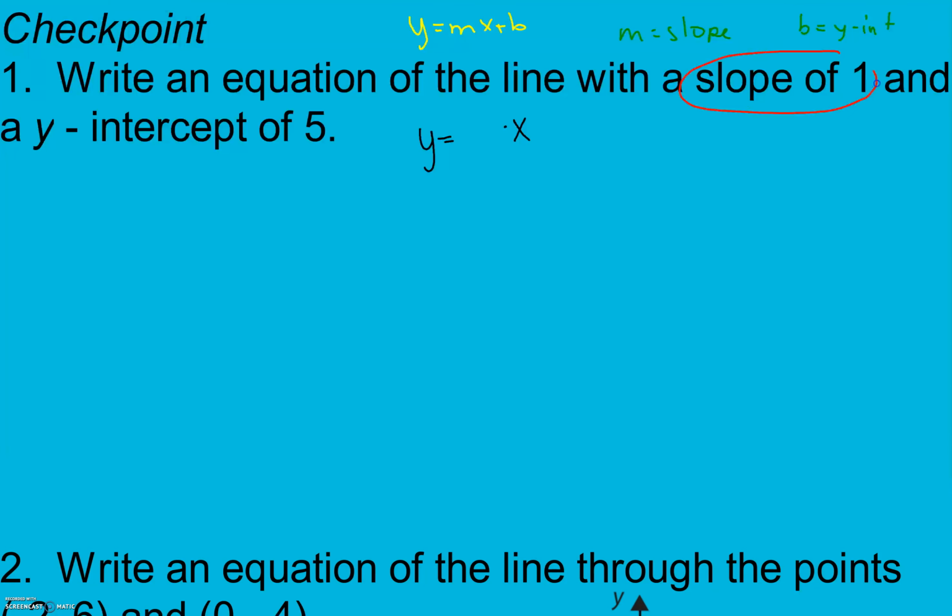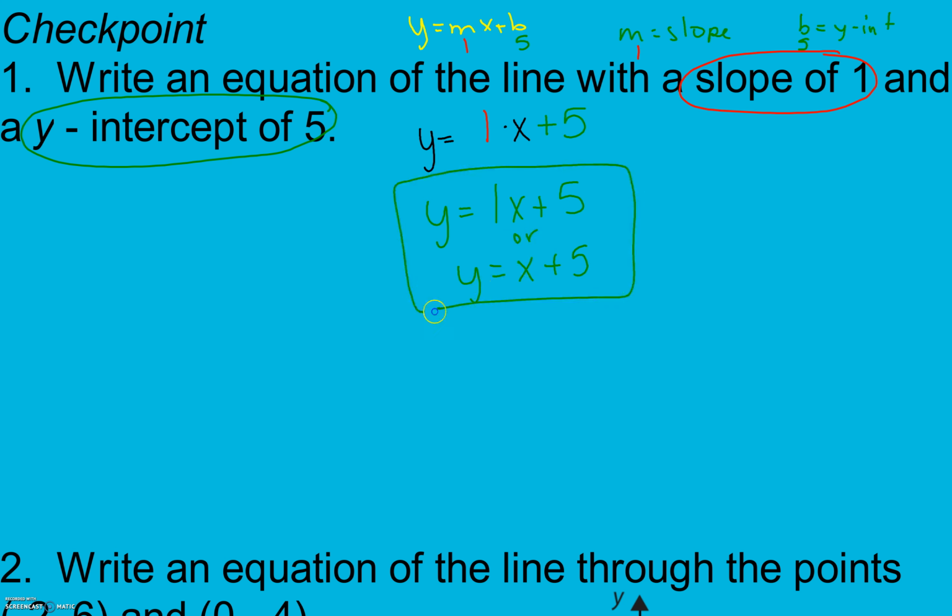Here it tells me I have a slope of 1 and a y-intercept of 5. So my b is 5, and it's positive 5, so plus 5. So y equals 1 times x plus 5. And 1 times x, guys, is just x. So you can do x plus 5, or you can do 1x plus 5. It doesn't matter. Either one of those would work.